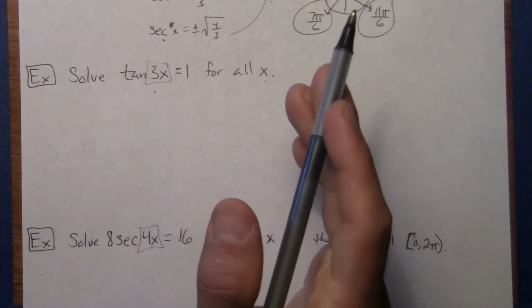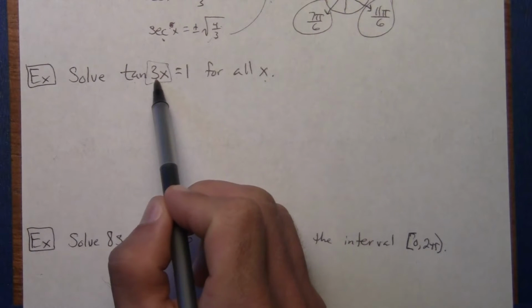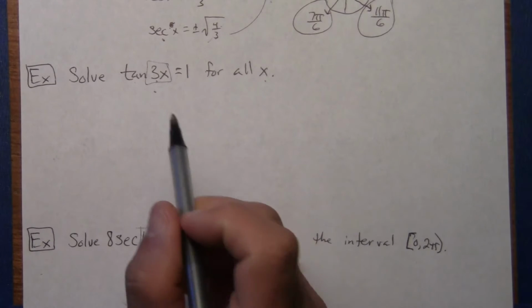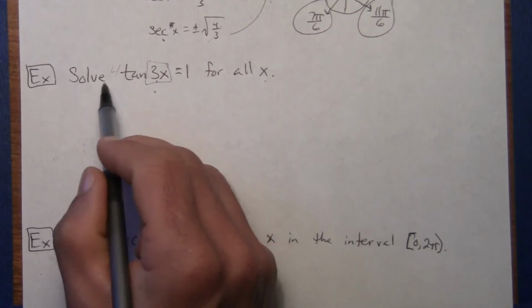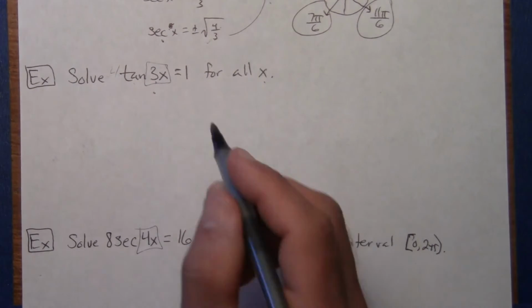What you want to do, like any problem, is get the tangent of whatever this angle is by itself. This one, it already is. But for example, if there was a 4 in front, I would want to divide both sides by 4, or if there was a 3 plus this, I'd want to subtract the 3, whatever the case may be.